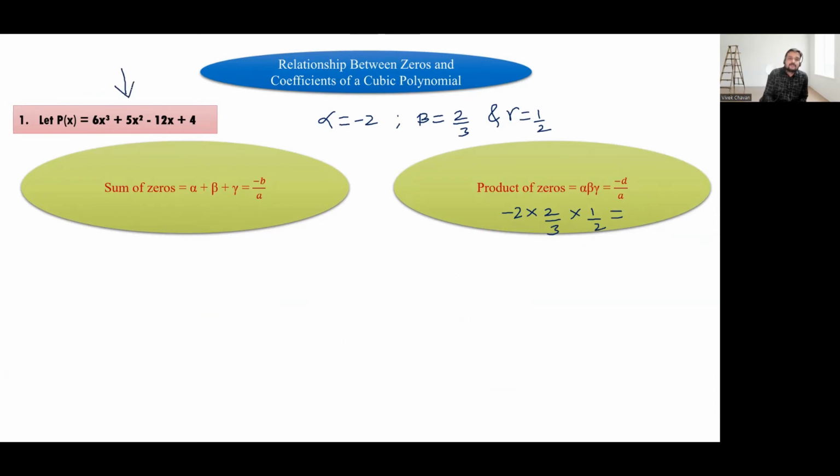Let's compare this with the general form and tell me the value of d and a. What is the value of d and a? d is equal to 4, correct? And a is equal to 6. Okay, now put it here. So -4 upon 6. If we simplify it, it will become -2 by 3.